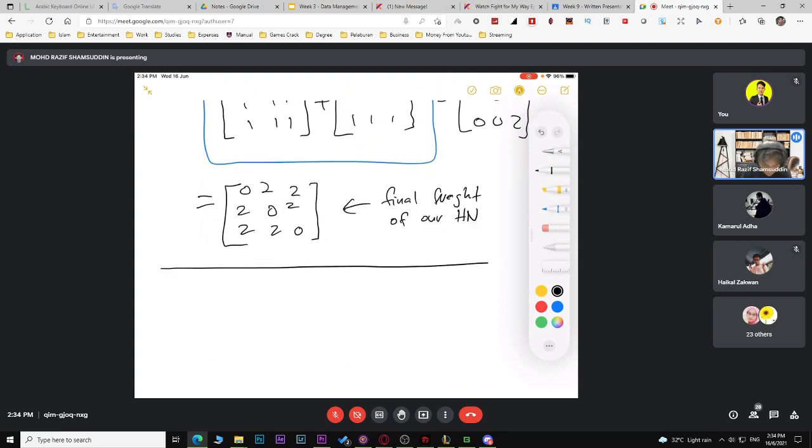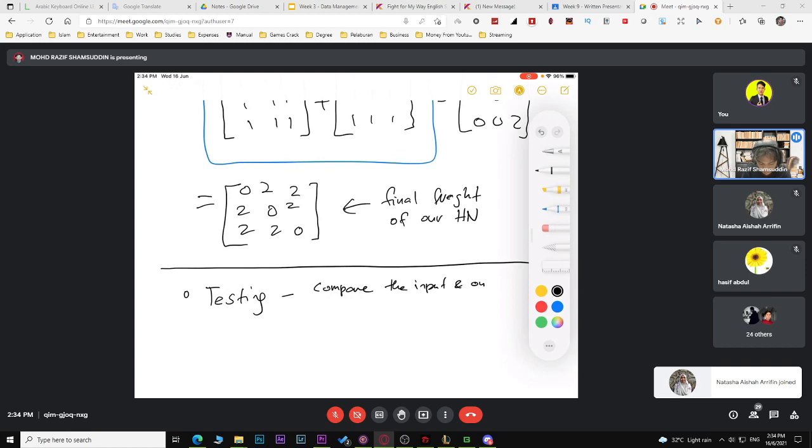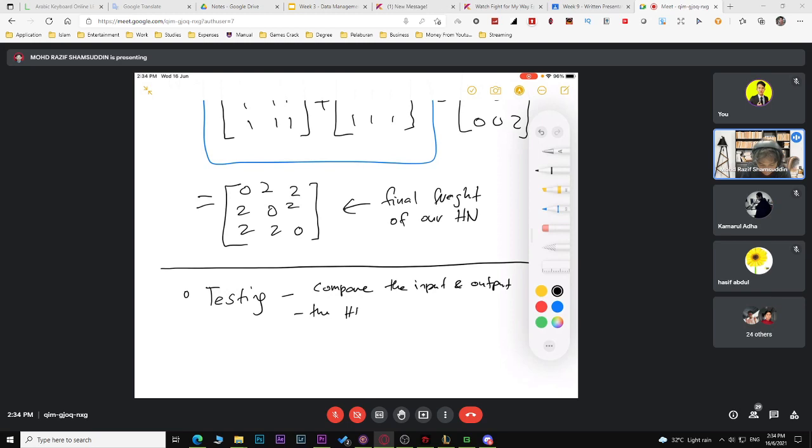So we have already finished step number 1, which is storage. Step number 2, testing. Testing means compare, to see whether it is the same as the stable state, the input and output. The Hopfield network should be able to memorize the stable state.